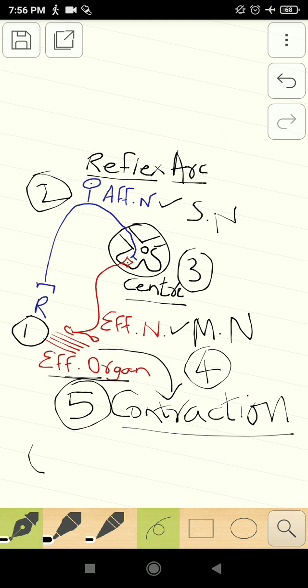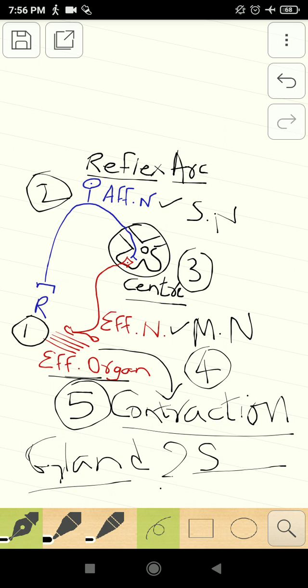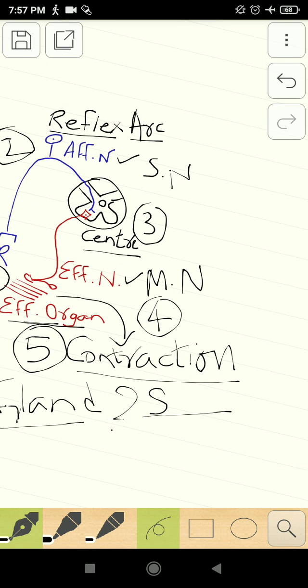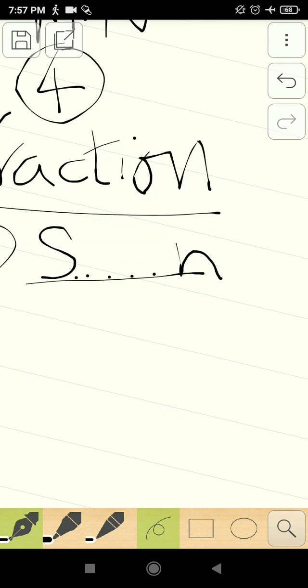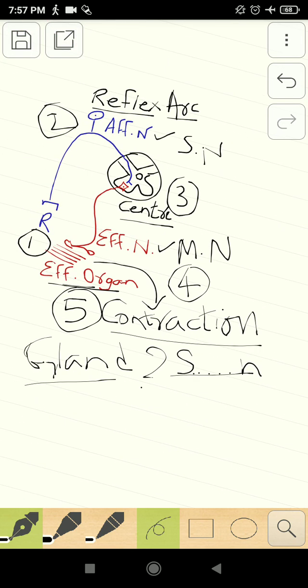If the effector organ is a gland, how does a gland respond? Write in the comment section. If you remember, the answer starts with S and ends with N. So how does a gland respond? By producing something. What is it? Starting with S, ending with N.